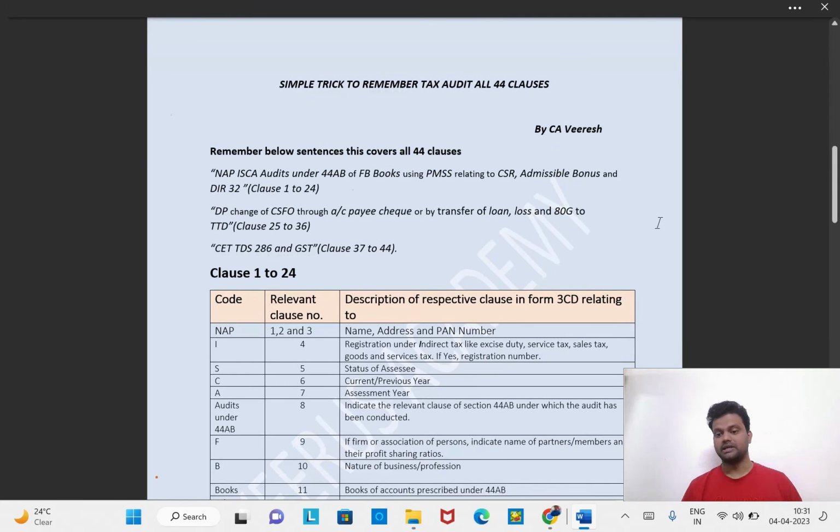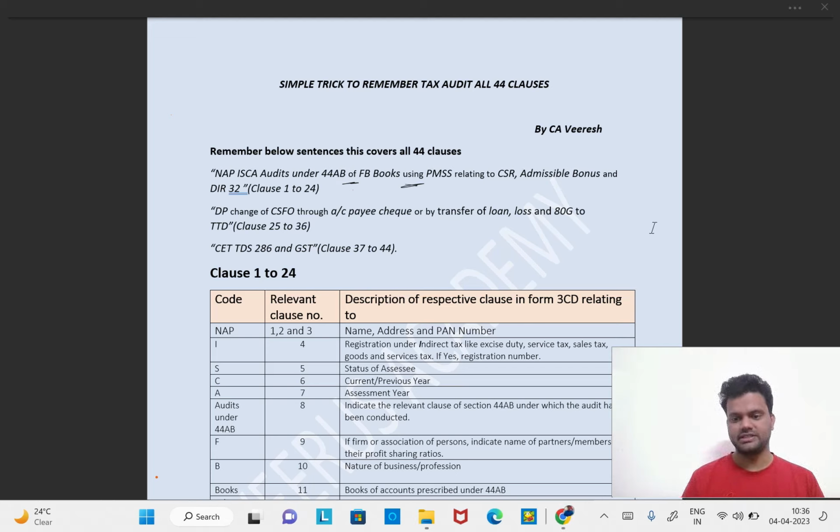There is a heading: simple trick to remember the tax audit, all 44 clauses. I created three simple sentences to remember the entire tax audit clauses. See what the first sentence is. First sentence is: NAP ISCA audits under 44AB of FB books using PMSS relating to CSR, admissible bonus, and DIR 32. What does it mean?